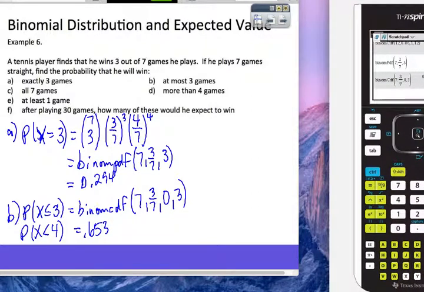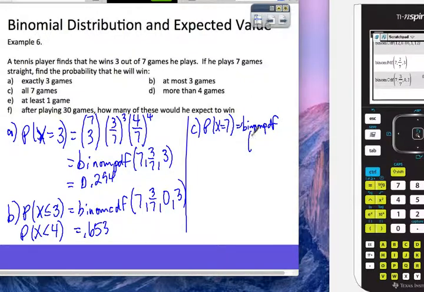Okay. In part C, the probability of winning all 7 games. So now it's the probability that x equals 7. Again, this would be a binomial PDF calculation, where it's going to be 7 trials, probability of success on each trial is 3/7, and we want to know the probability of winning all 7. You can enter that in your calculator. I'll leave that for you.